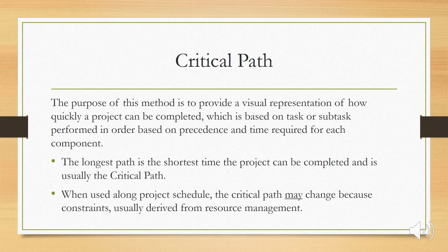So, critical path. The purpose of this method is to provide a visual representation of how quickly a project can be completed, which is based on the tasks and subtasks performed in order of precedence and the time required for each component to be completed. The longest path within the visual representation is the critical path. Any part of those tasks that gets affected will adjust the completion date of the project. So it is very important to prioritize the tasks on the critical path versus the ones that are not.